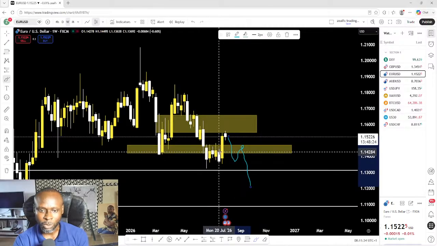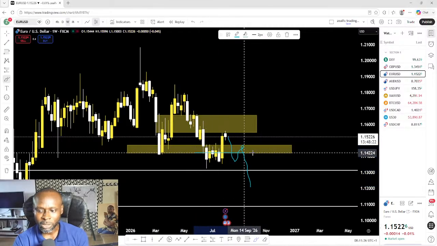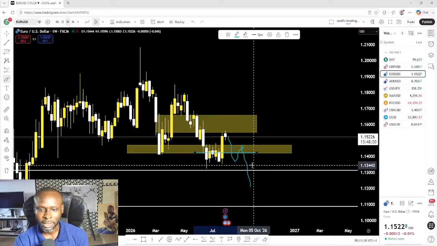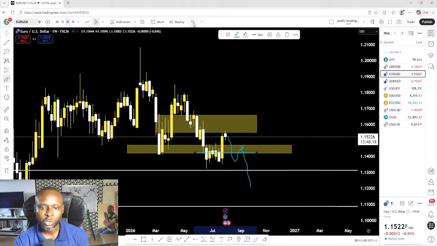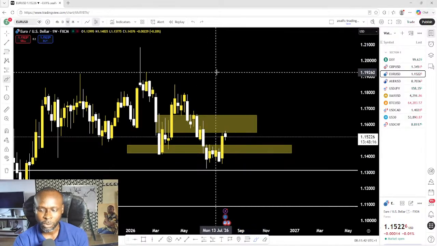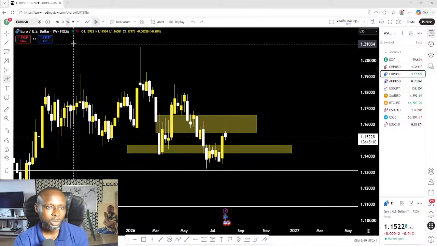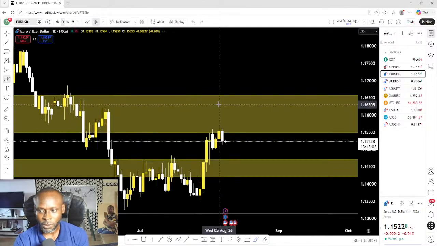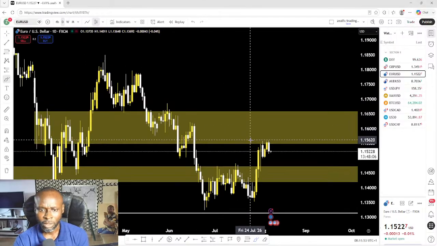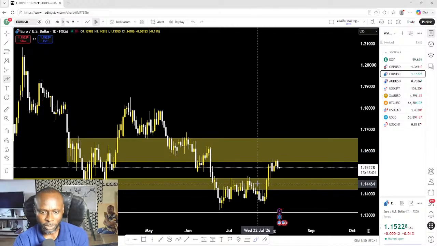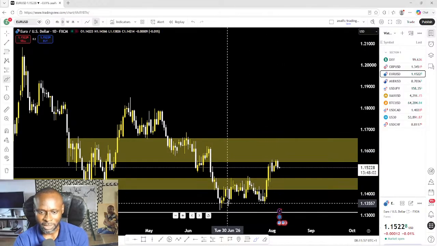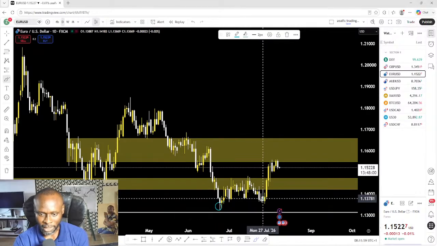So once we see price close below this level, expect a bearish opportunity on Euro USD, because currently we have a good structure for selling opportunity on Euro USD on the weekly time frame. So long as we have this bearish structure to sell Euro USD on the weekly time frame, let's drop down to the daily time frame. On the daily time frame, we can see we have this lower low and a higher low.